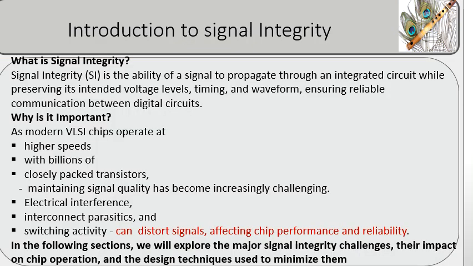Signal integrity refers to the ability of a signal to travel through an integrated circuit while preserving its intended voltage, timing, and waveform. As VLSI technology continues to scale, chips operate at higher speeds with billions of closely packed transistors. This increases electrical interference caused by switching activity and interconnect parasitics. If not properly controlled, these effects can distort signals and lead to timing and functional errors. In this section, we will explore the major signal integrity challenges, their impact on chip performance, and the design techniques used to minimize them.